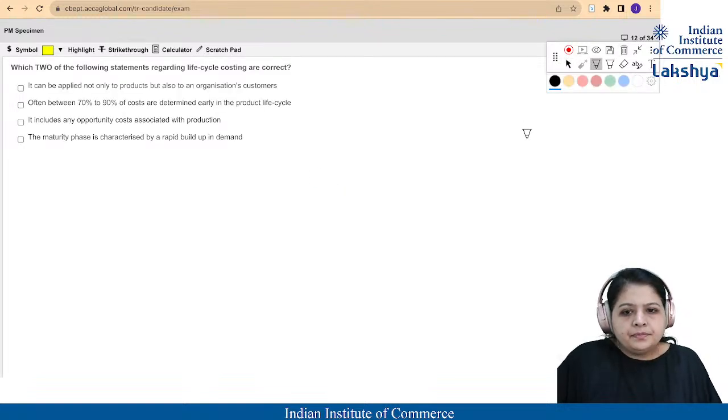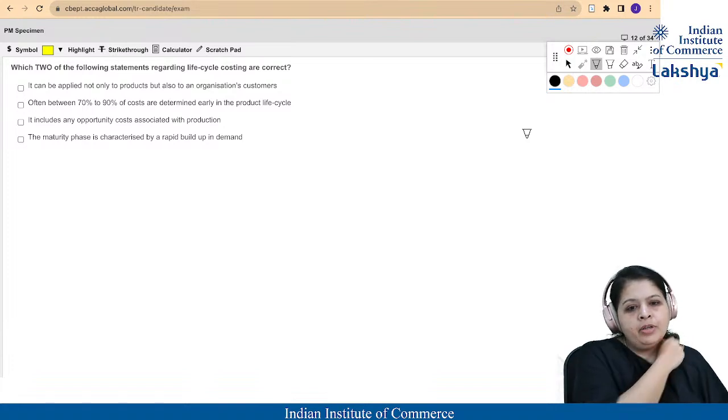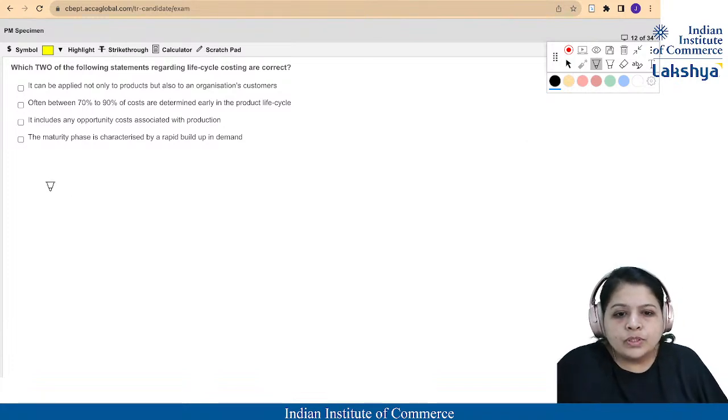Theory again. Which of the two statements on life cycle costing are correct? It can be applied not only to products but also to organizations' customers. Often between 70% to 90% of cost is determined early in the product life cycle. That is true. This is definitely true. It includes an opportunity cost associated with the production.